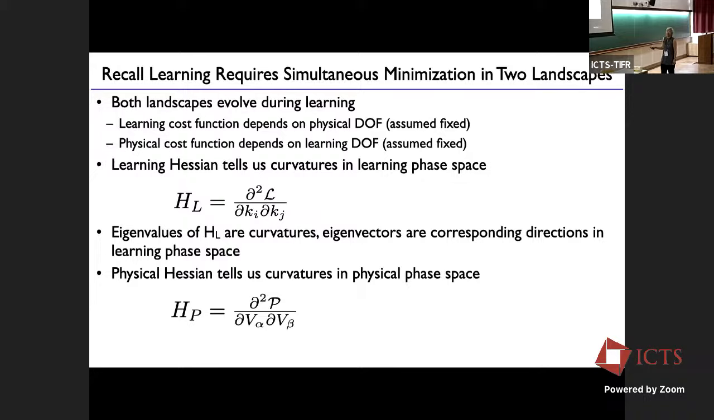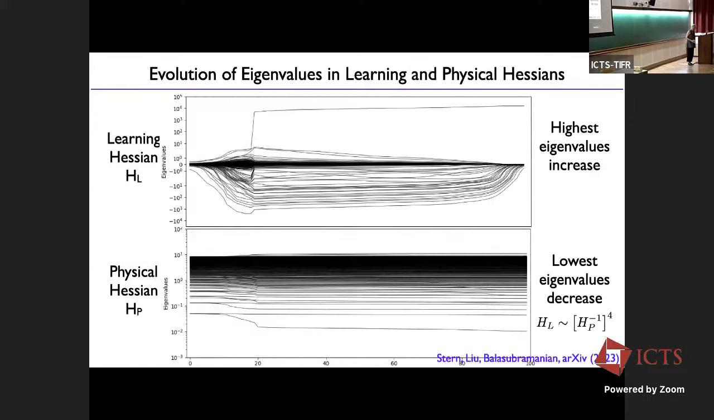So in the case of the electrical learning circuits of Doug's, this would be the second derivative of the dissipated power with respect to the voltage on node alpha and the voltage on node beta. So this is just the analog to the dynamical matrix, the vibrational modes of the mechanical system.